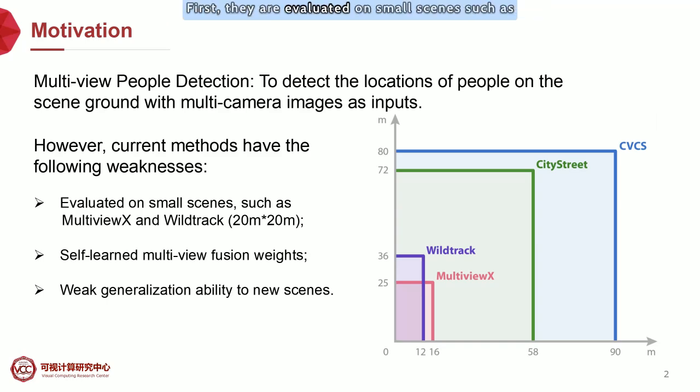First, they are evaluated on small scenes, such as MultiviewX and WildTrack, 20 meters by 20 meters. Second, some of them are not paying attention to the weight of each view, and the rest of them use self-learned multi-view fusion weights. At last, the SOTA methods have relatively weak generalization ability to new scenes.